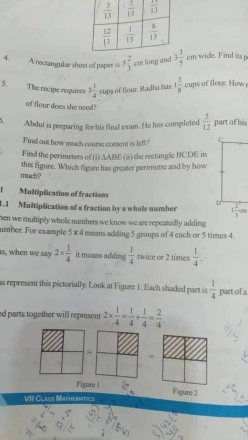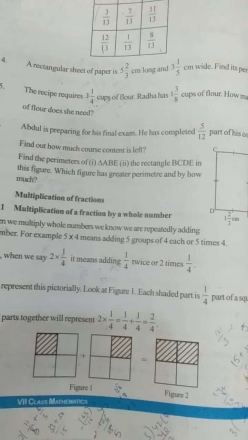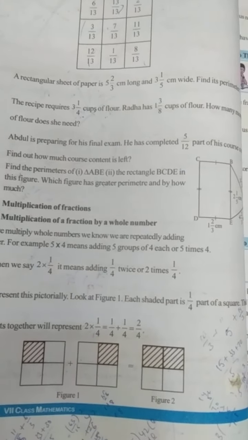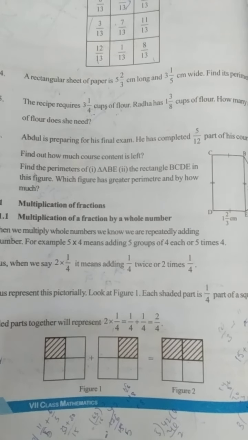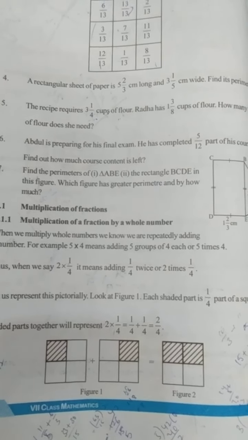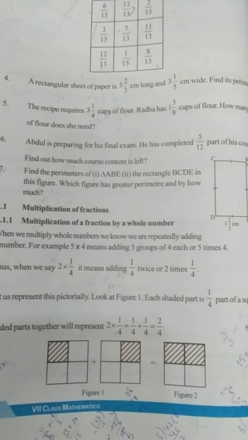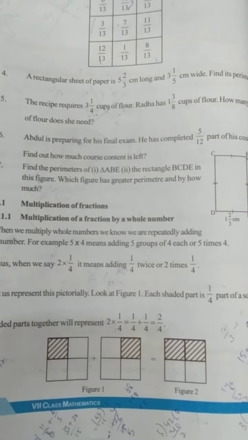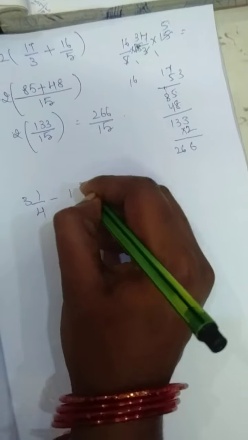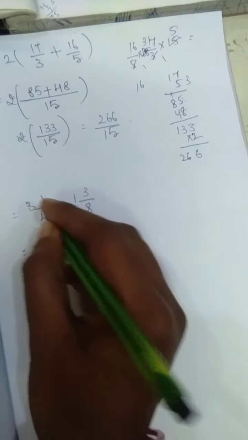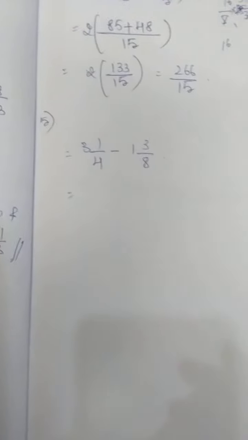Now see the fifth question. The recipe requires 3 1 by 4 cups of flour. Radha has 1 3 by 4 cups of flour. How many cups of flour does she need? Actually Radha has 1 3 by 4 cups of flour, but she requires 3 1 by 4 cups of flour. So how can you do that one, ma'am? Just do the subtraction. Just convert this into a proper fraction. I'll do it in shortcut, ma. You have to do it with steps.